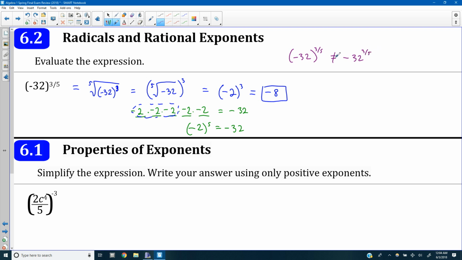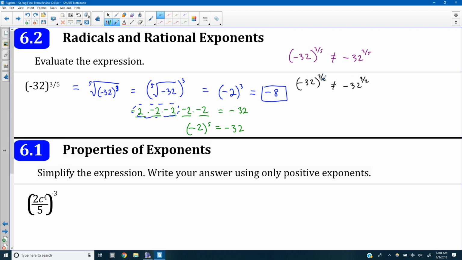Now, these both have the same answer because it just so happens that the result of these are both negative 8. However, even if you want to say that they're equal, here are 2 that are definitely not equal. What if I did negative 32 to the 3/2 power and negative 32 to the 3/2 power like this? These are definitely not equal.